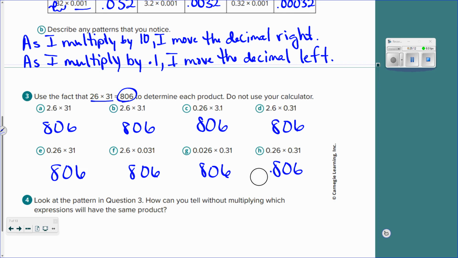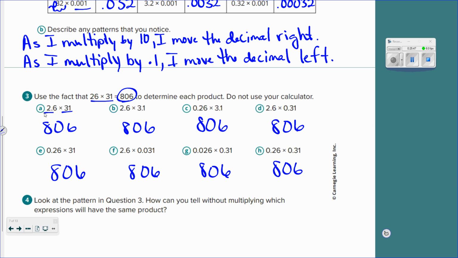That's what's going to change for every one of those: where my decimal is. So basically what I want you to do is go through and figure out where my decimal place is for all 8 of those answers. Okay? And then you got about 3 minutes to figure out where the decimal goes. Zeros are very important. Zeros will play a role. Put 806 in the right spot. Good luck.